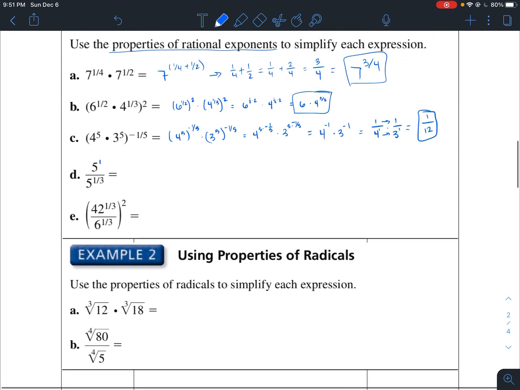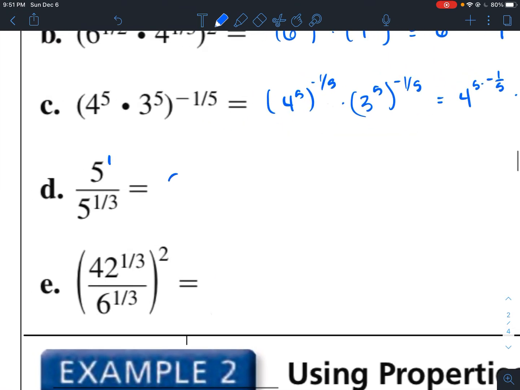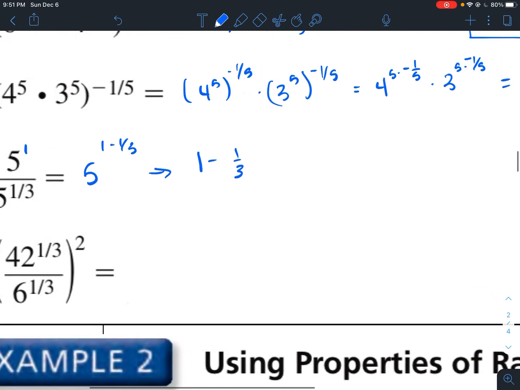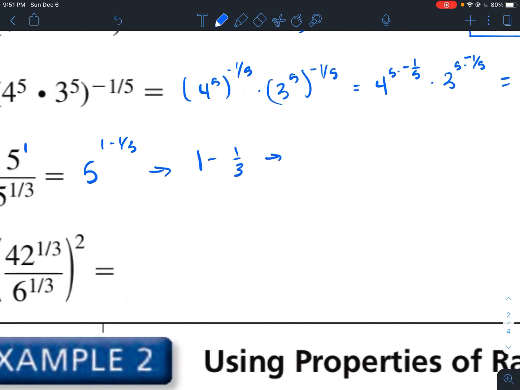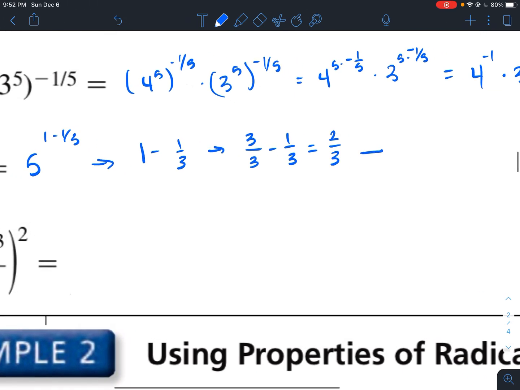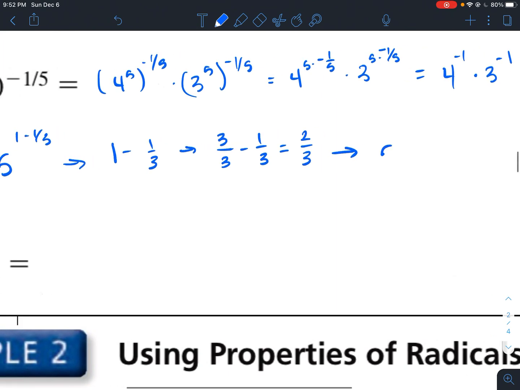So here, this could be equal to 5 to the 1 minus 1/3. So now I have to take 1 minus 1/3. So let's rewrite 1 so that it has a denominator of 3. So I can rewrite that as 3/3 minus 1/3. So that's equal to 2/3. So I have 5 raised to the 2/3 power.